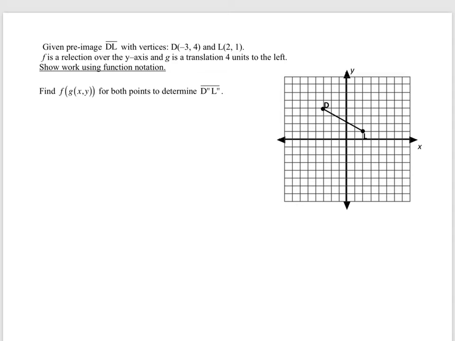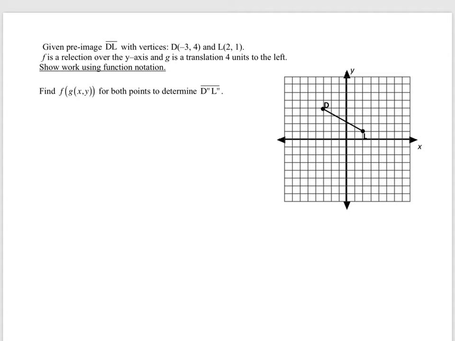F is a reflection over the y-axis, and G is a translation 4 units to the left. That should say reflection. Show work using function notation. So find f of g of x, y for both points to determine D double prime, L double prime. So that just tells us that there's 2 transformations done to this.